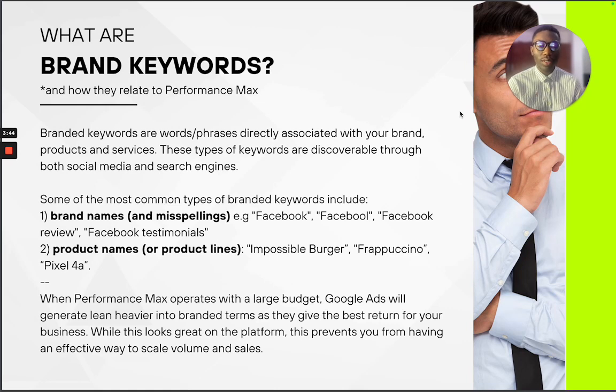So if you have a certain product name that's popular, so things like the Pixel 4a from Google, Frappuccino, Impossible Burger. So if you have product names that are quite popular that are tied directly to your brand that a lot of people are aware of, this is also a brand keyword.